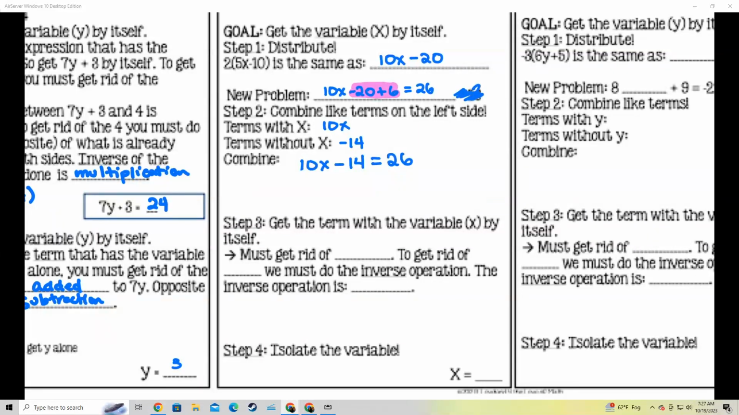Okay, now step 3, get the term with the variable x by itself. So in this case, I'm going to get that 10x by itself. In order for me to do that, I must get rid of the 14. To get rid of the 14, we must do the opposite operation. The inverse operation of subtraction is addition.